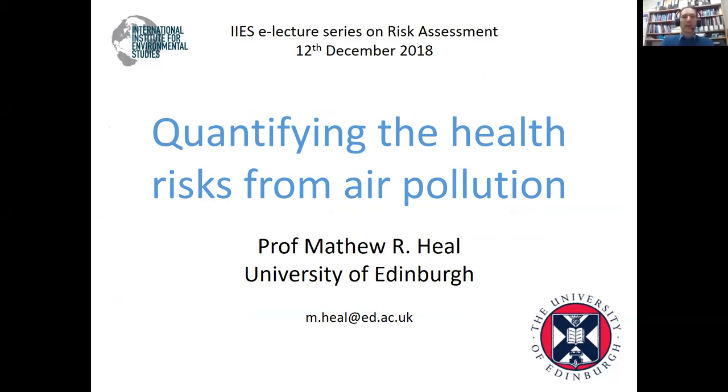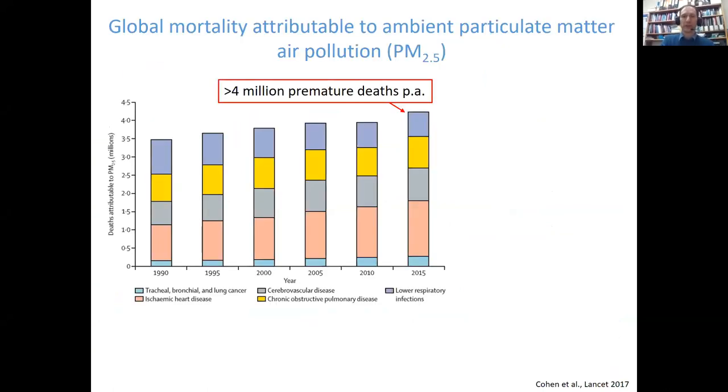So I'm going to start by looking at some of the headline numbers associated with the health risks from air pollution. And I'm going to begin with this graph here, which comes from the World Health Organization, who periodically undertake what's known as a global burden of disease assessment, where they try and estimate the number of deaths associated with different risk factors. And this is the burden associated with the risk factor to do with ambient air pollution, in particular in the form of particulate matter, PM2.5.